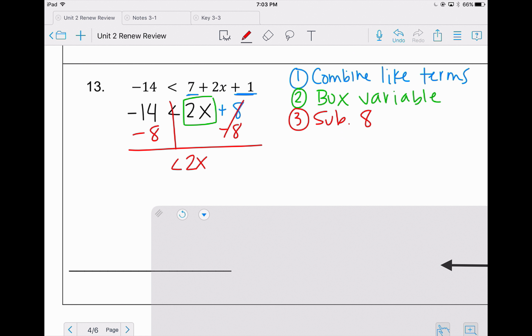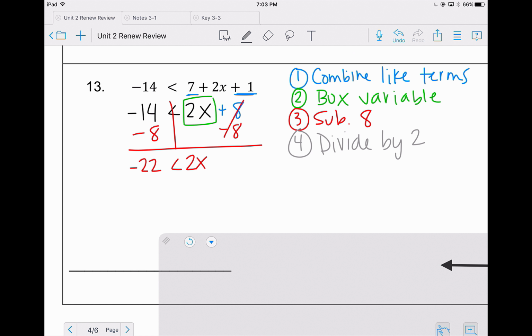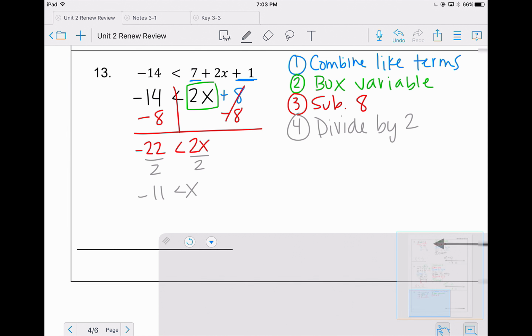So negative 14 minus 8 is negative 22, and then the less than 2x stays where it is. Step 4 is to divide by 2. I didn't say by negative 2 because that 2 in front is a positive. So I leave my sign exactly the same.